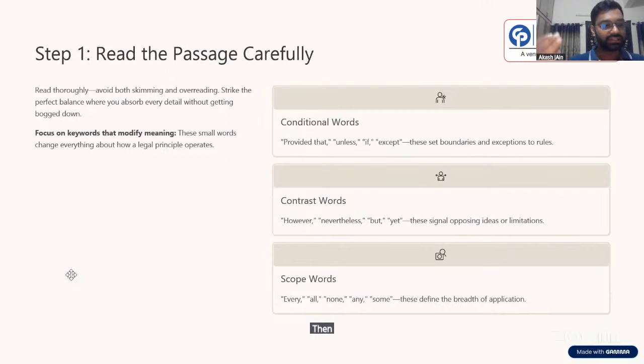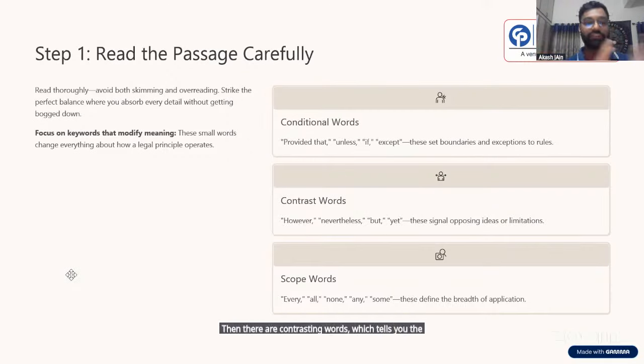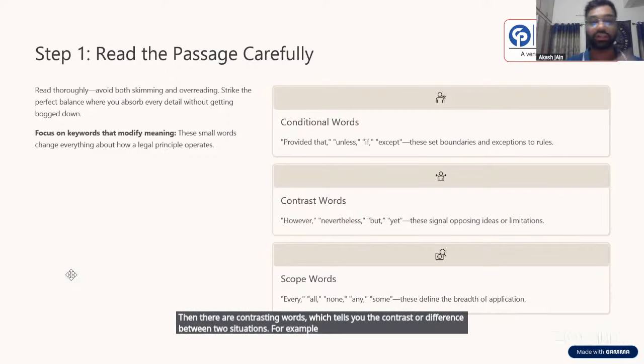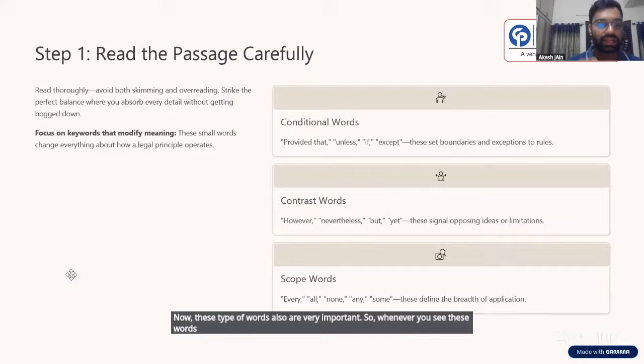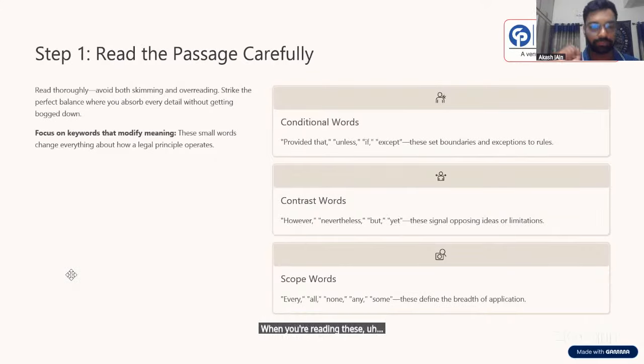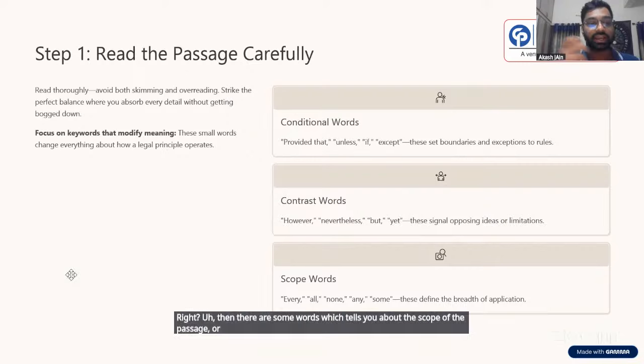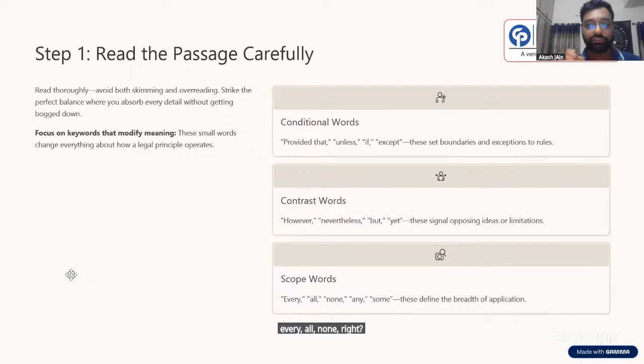Then there are contrasting words, which tell you the contrast or difference between two situations. For example, however, nevertheless, but, yet. These types of words are also very important. So whenever you see these words, you have to underline and mark them, and be very particular when you're reading the passage, right? Then there are some words which tell you about the scope of the passage, which I call extreme words: every, all, none, right? These kinds of words you have to be very clear about.